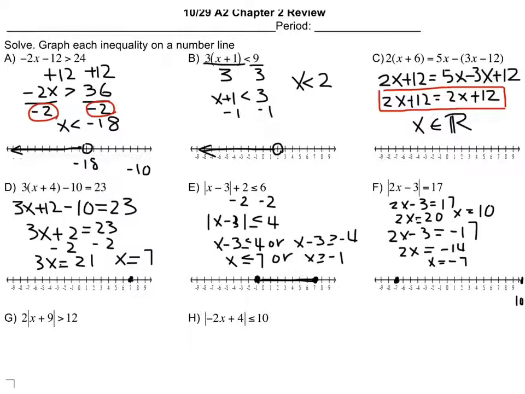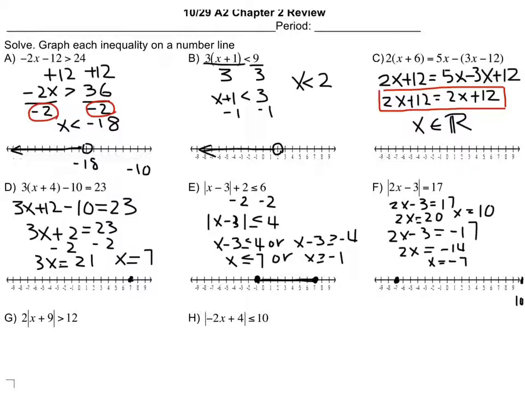Letter E, the absolute value functions. When there are 2 bars across the variable, those are the absolute value functions. So by first subtracting 2 from both sides, I want to get down to the absolute value function first. Subtract 2, we have the absolute value of x minus 3 less than or equal to 4. Here we have to consider 2 cases when it comes to absolute value functions. From here, we solve our linear equations.